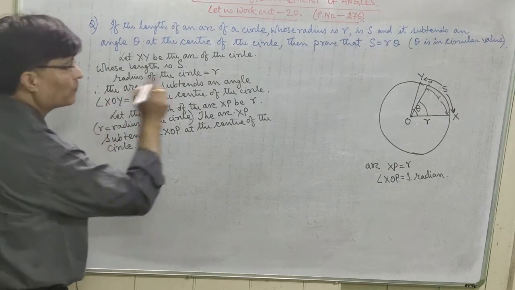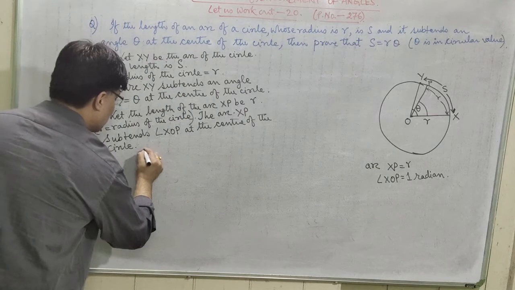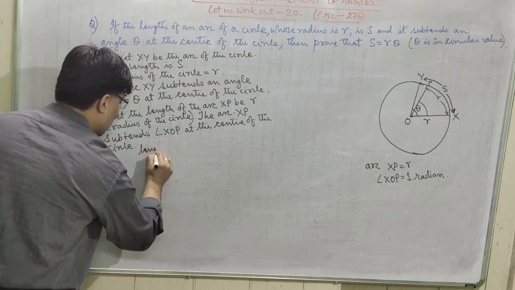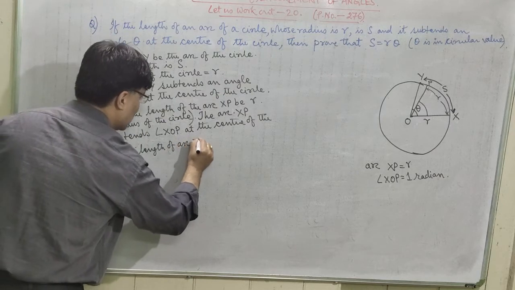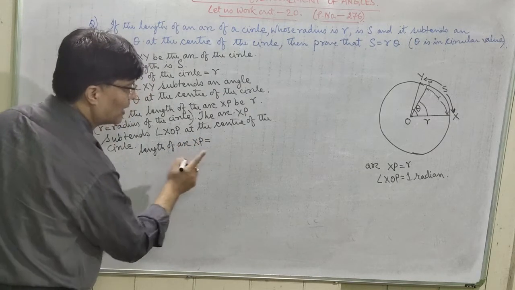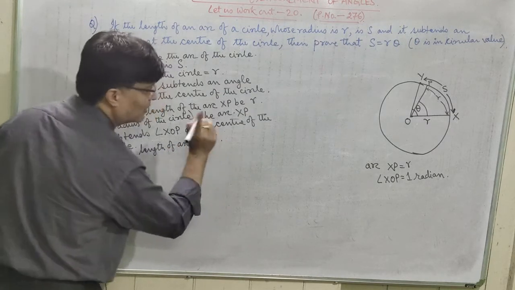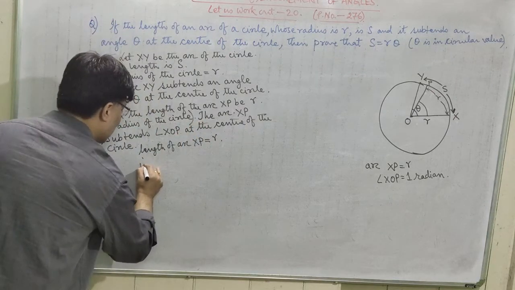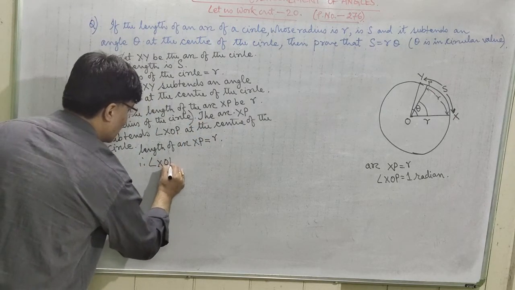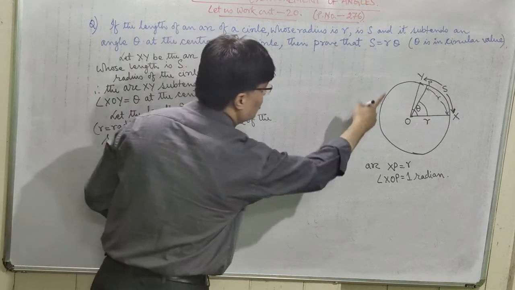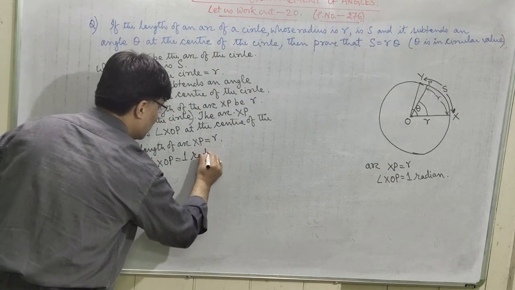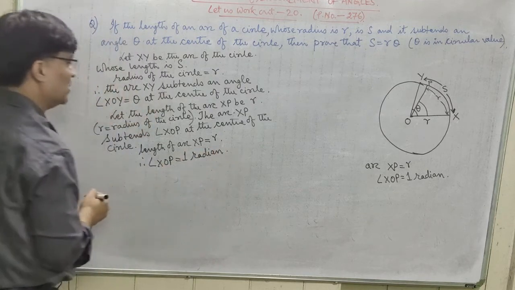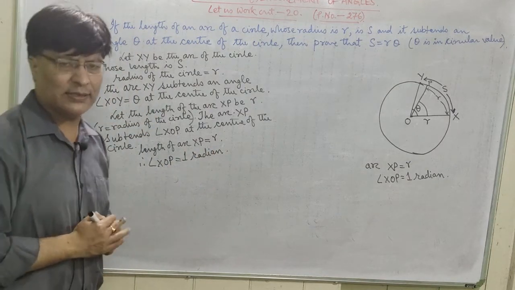Is that clear now? So here, the length of arc XP is equal to R. By definition, what is angle XOP? Angle XOP is equal to 1 radian. Is that clear? So by definition, angle XOP is equal to 1 radian. You know that, isn't it?